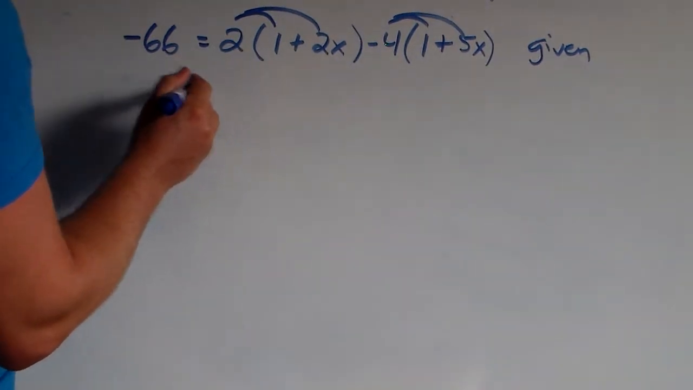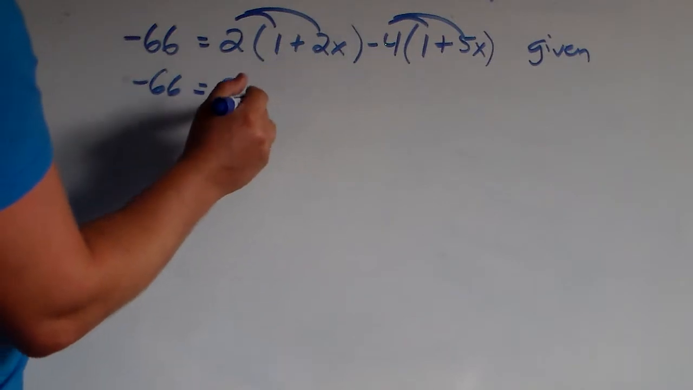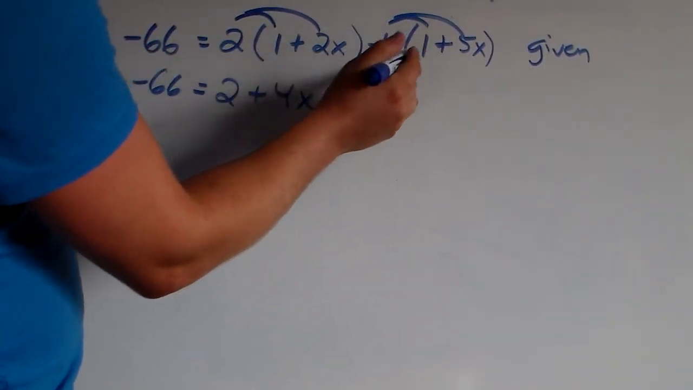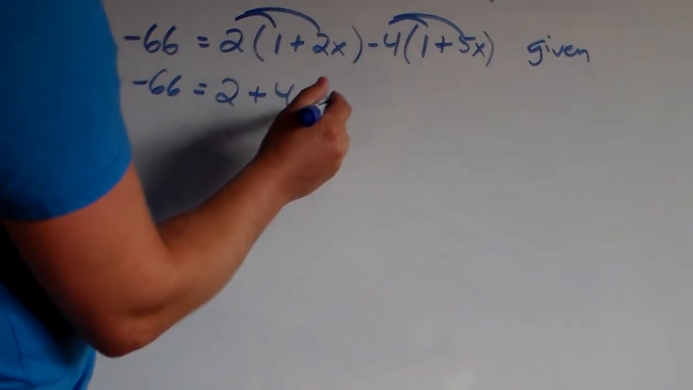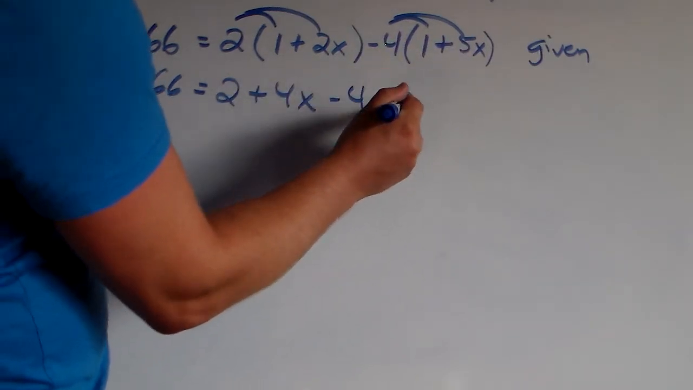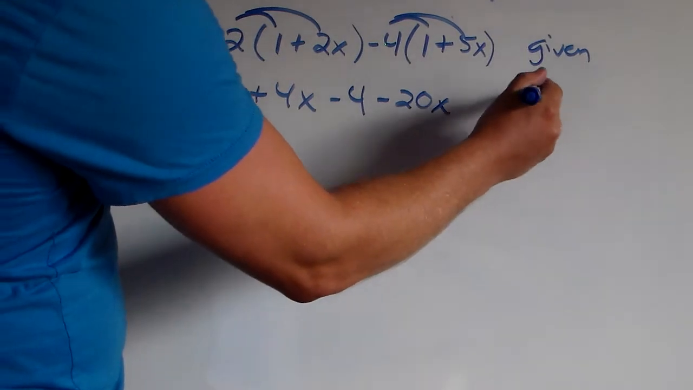2 times 1 gets you 2. Then 2 times positive 2x gets you 4x. This negative 4 is being multiplied both to the 1 and the 5x, both those terms. So negative 4 times 1 gets you negative 4. Negative 4 times 5x gets you negative 20x. That was the distributive property.